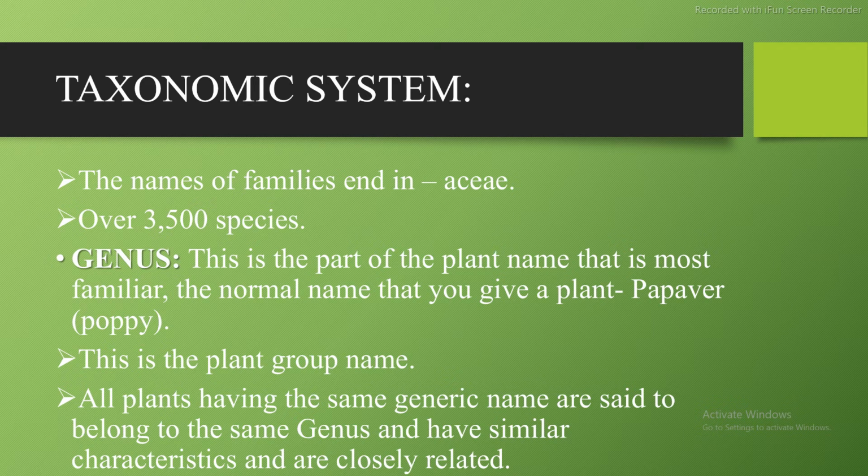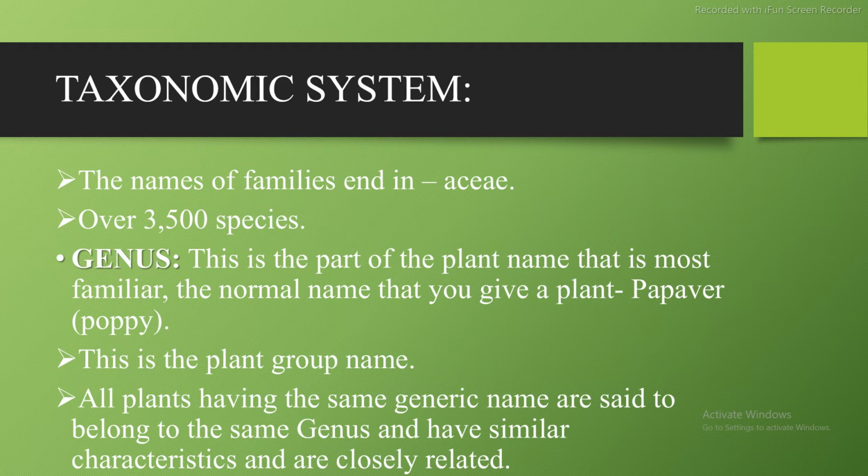The names of the families end in -aceae. Over 3,500 species are present in it. Next is genus. This is the part of the plant name that is the most familiar, the normal name that you give a plant like the Papaver or poppy. This is the plant group name.